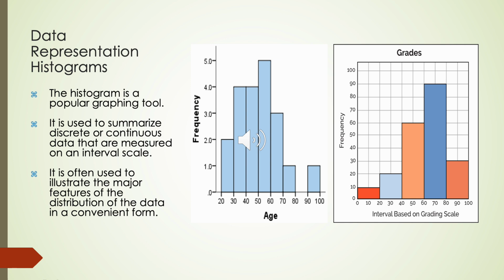A histogram is a widely used graphing tool designed to summarize discrete or continuous data measured on an interval scale. It visually represents the distribution of data by grouping data points into bins or intervals. Histograms are particularly useful for illustrating the key features of data distribution, such as the shape, spread, and central tendency, in a way that is easy to understand. They help in identifying patterns, trends, and anomalies within the data, making them an essential tool for data analysis.